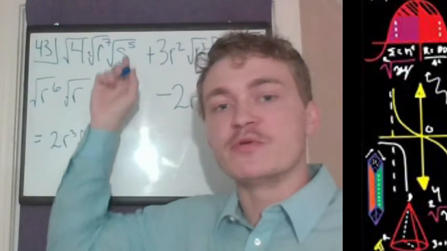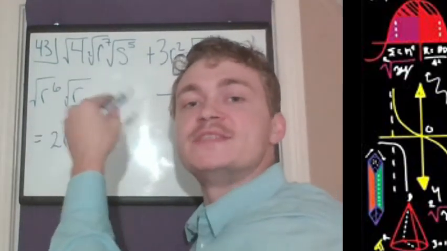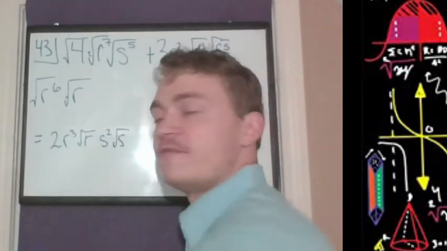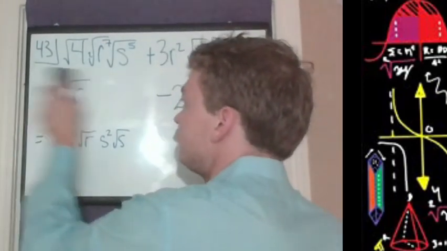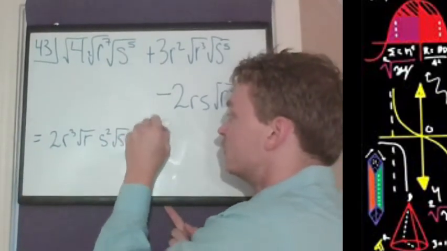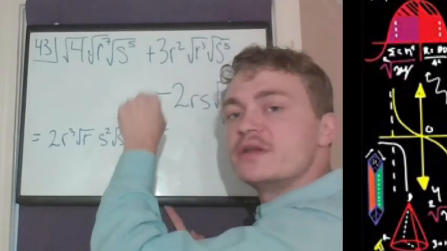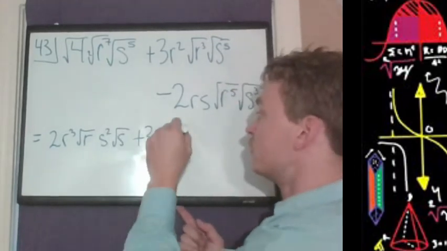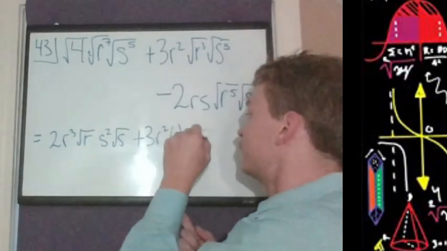Use this for the square root of s to the 5th power. 5 divided by 2 is 2 with a remainder of 1. Factor out 2 factors of s, leave behind 1 factor of s. Plus 3r squared. For the square root of r cubed, again, r cubed is r squared times r. The r squared under the square root becomes r. 1 factor of r gets left behind under its radical.